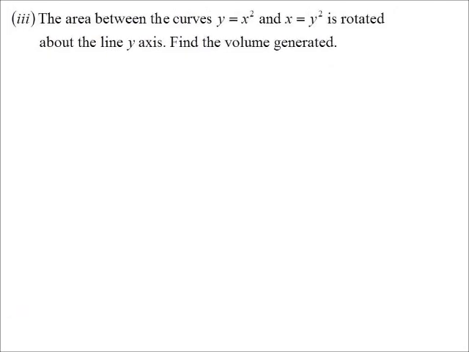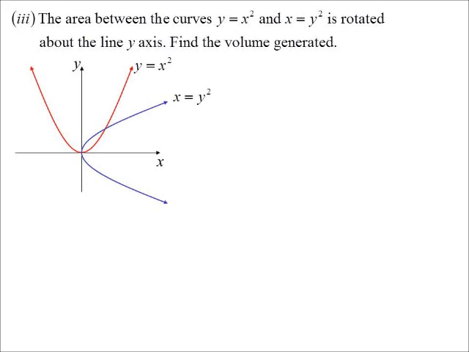Okay, we're going to rotate between y equals x squared and x equals y squared. We're going to go around the y-axis. There's y equals x squared. There's x equals y squared. We're going around the y-axis. So my slice, find the point of intersection, of course.